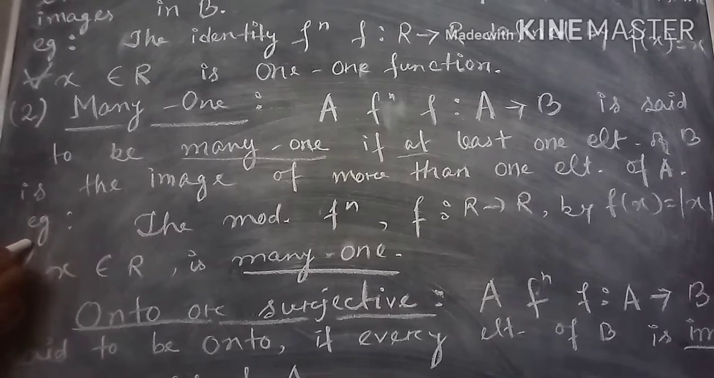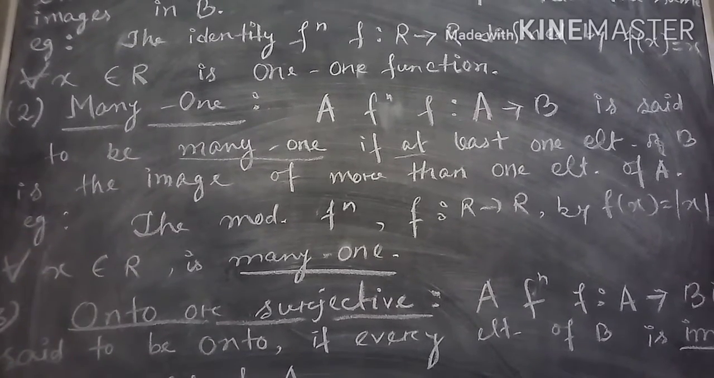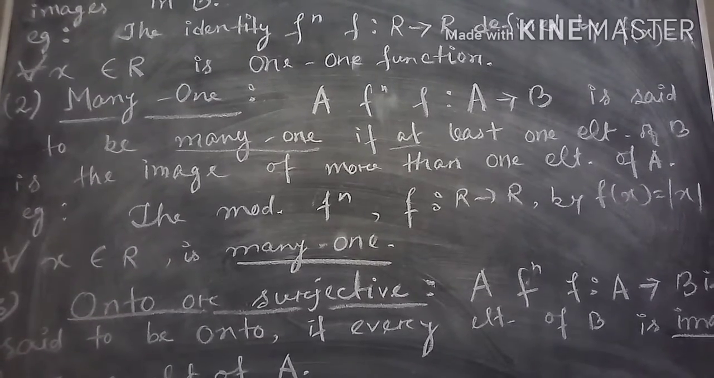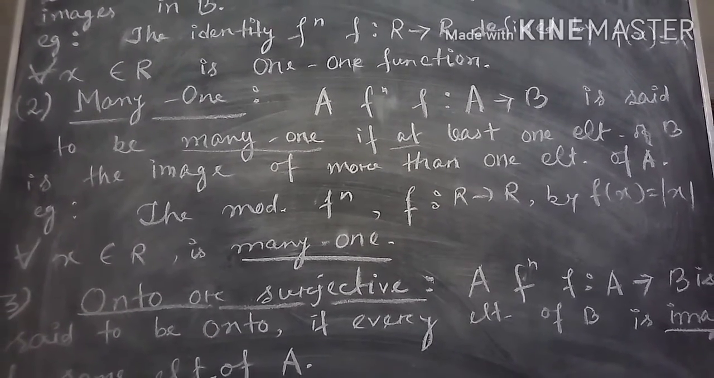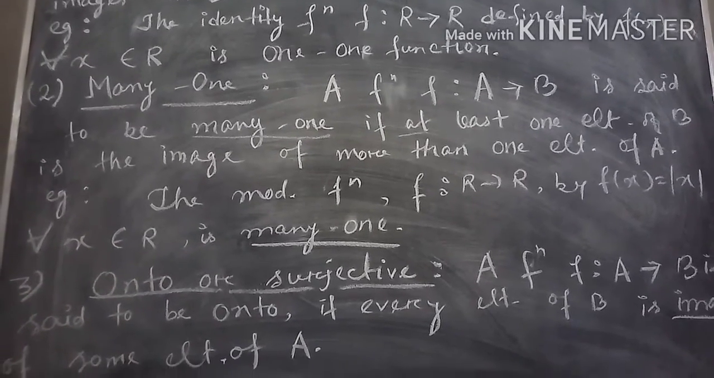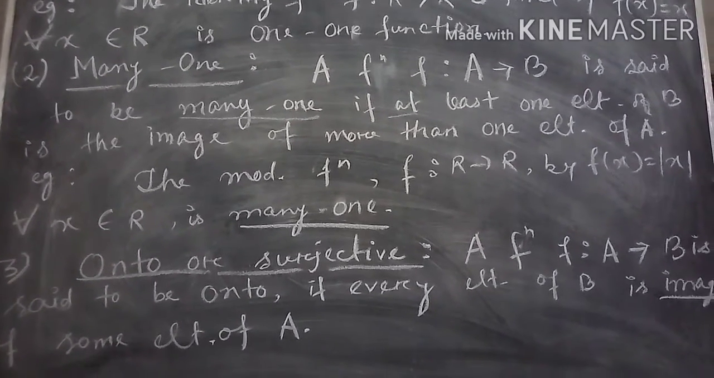Here is the example of a many-one function. The modulus function f from R to R defined by f of x equal to mod of x for all x belongs to R is many-one. So the modulus function is a many-one function.